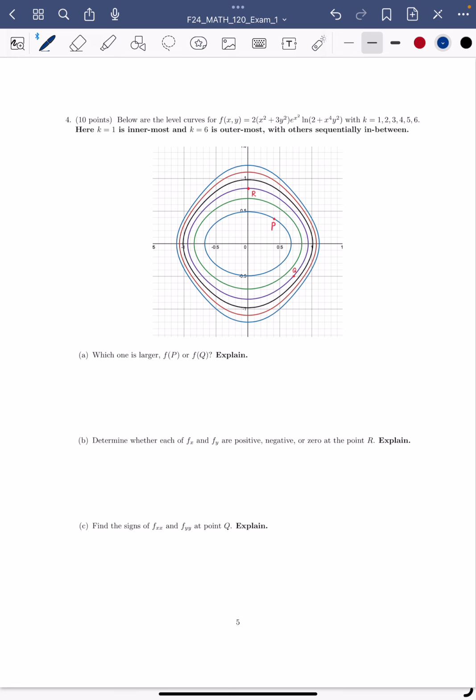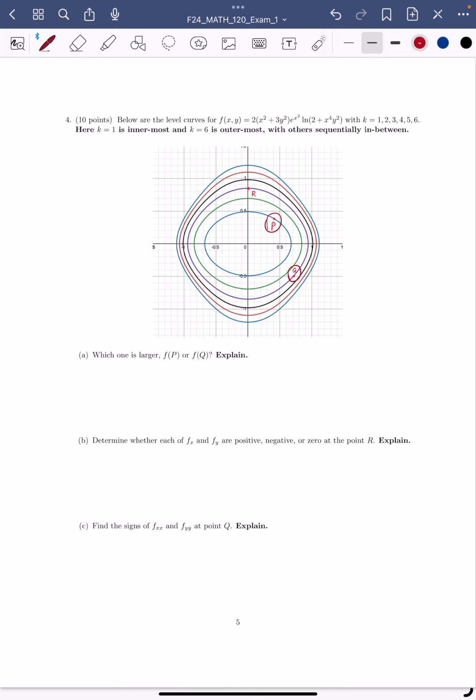And here k equals 1 is the innermost inside, and k equals 6 is the outermost. So they're sequentially in between. Okay, so which one is larger? f of p or f of q? So identify f of p is here and f of q is here. So these are the level curves.